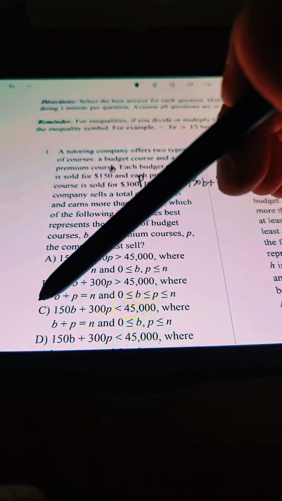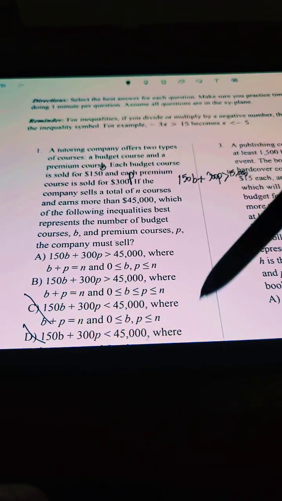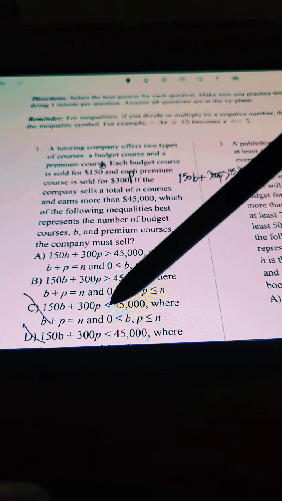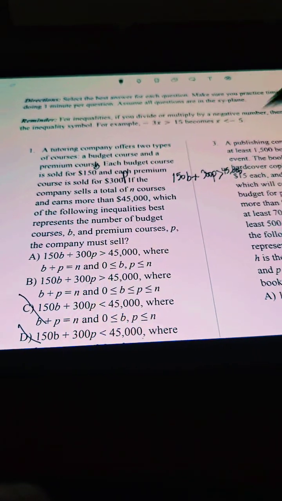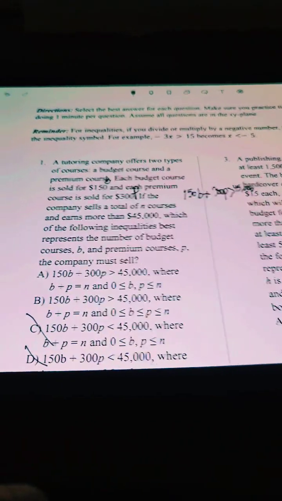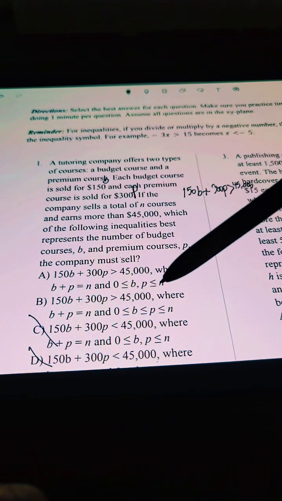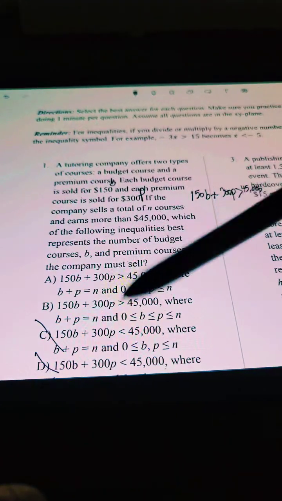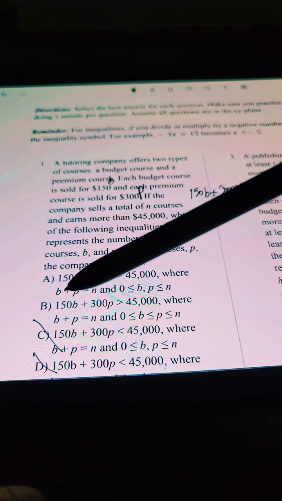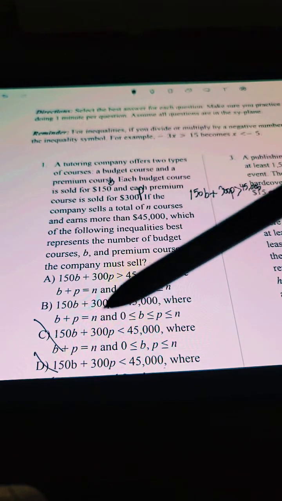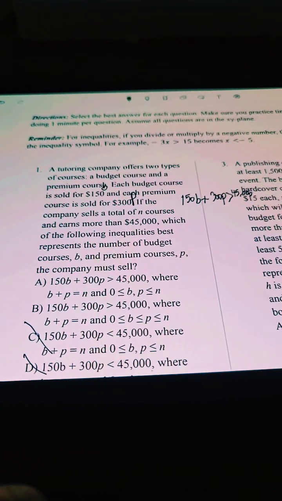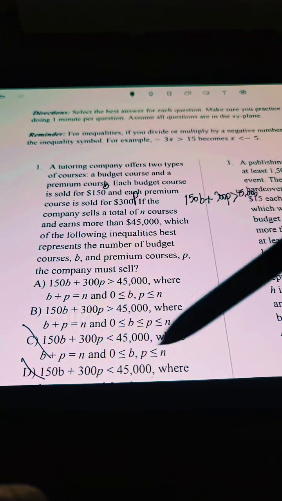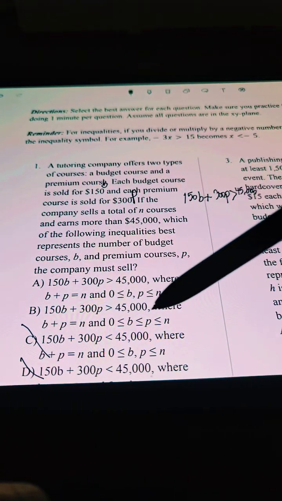So right away, let's see if there's anything I can cross out from that. Well, automatically I can cross out C and D because those have the inequality symbol going the wrong way. So now let's see what the second portion is. The second portion is almost identical. We have the number of budget courses plus the number of premium courses equals the N total number of courses, but it's this part that's a little bit different.